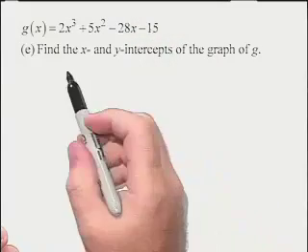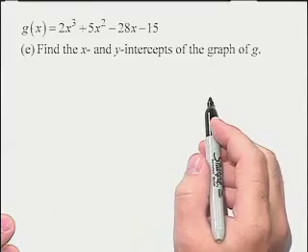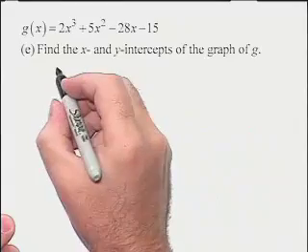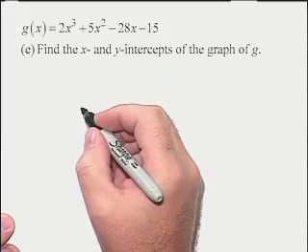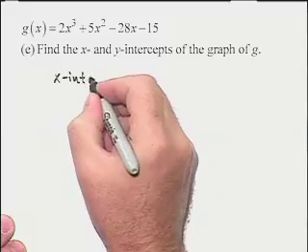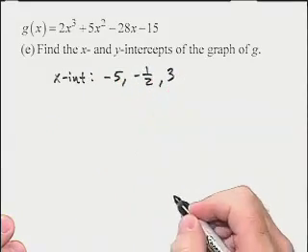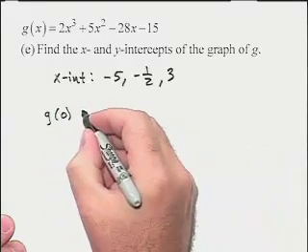Now that we've found the zeros for our function, we're going to turn our focus to the intercepts. In Part E, we're asked to find the x and y intercepts of the graph of g. In the previous part, we found that the zeros of the function were negative 5, negative 1/2, and 3. We've also seen that x-intercepts and zeros are essentially the same thing, so our x-intercepts are negative 5, negative 1/2, and 3.